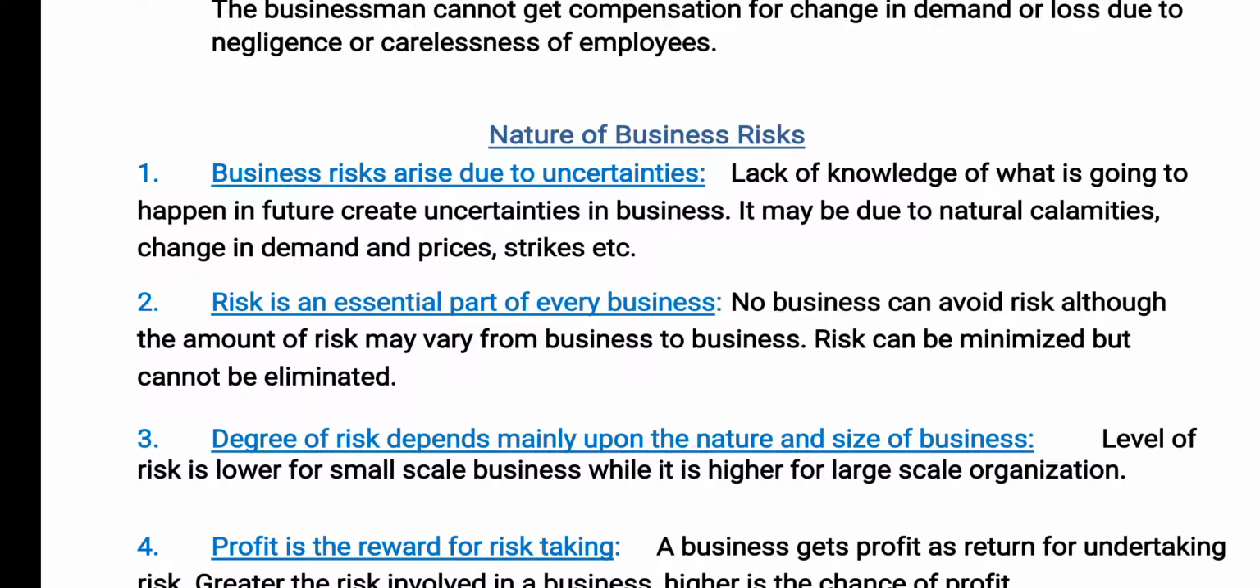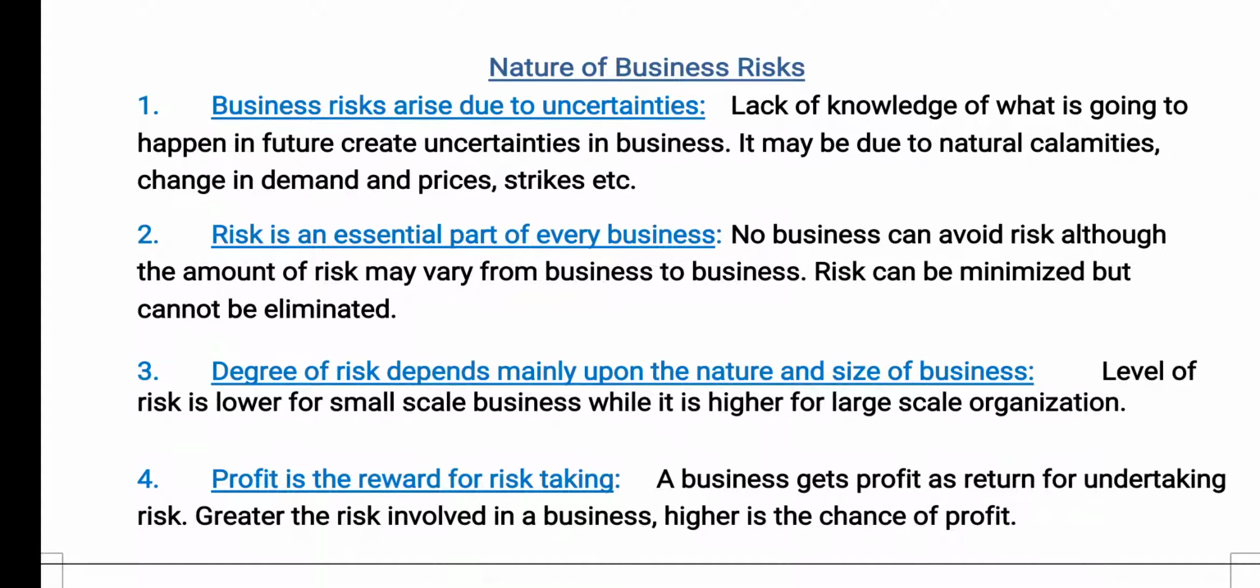There is always a risk of whether we are going to have sufficient profit or not, or loss. There are chances of profit, there are chances of loss, there is the probability of profit as well as loss. So no business can avoid risk, although the amount of risk may vary from business to business. Risk can be minimized but can't be eliminated.